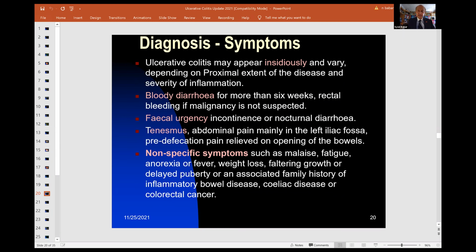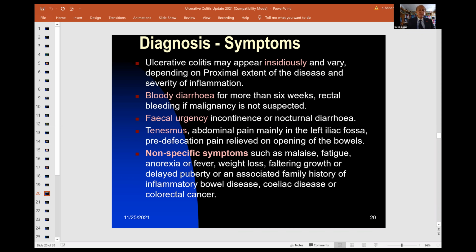How does one diagnose ulcerative colitis? This is on the basis of symptoms. It may occur insidiously, but often it causes bloody diarrhea for more than 6 weeks. But if there is first-time rectal bleeding, malignancy should not be ignored. There is fecal urgency, which means that the anal sphincter can be volitionally inhibited and controlled despite the urge to open the bowels. But when the urgency becomes greater, there would be incontinence.